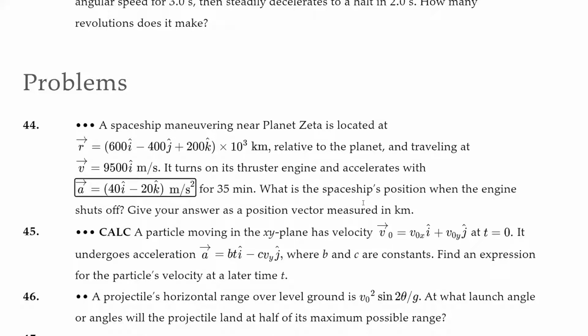They would like to know the spaceship's position when the engine shuts off. So if you read it, it just means at the end of that 35 minutes of constant acceleration. In other words, we will use the equation for position as a function of time. Give your answers as a position vector measured in kilometers. That's why I will choose to stick with kilometers for distance, so that our output is in the units asked for by the problem.